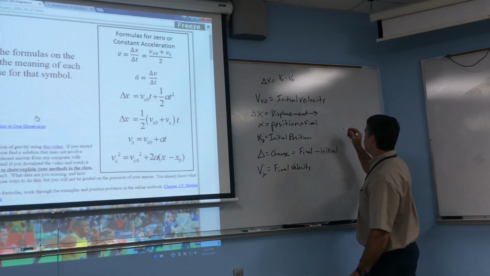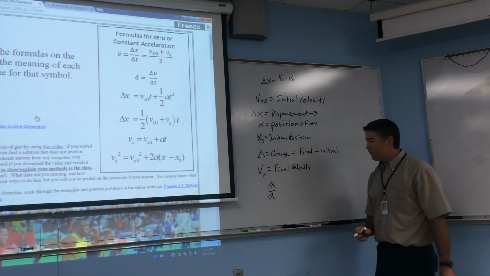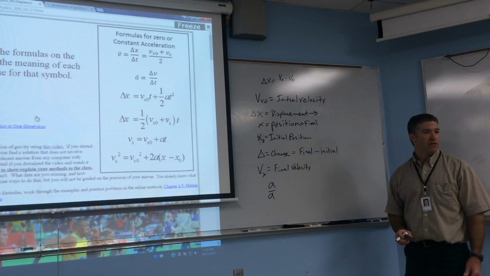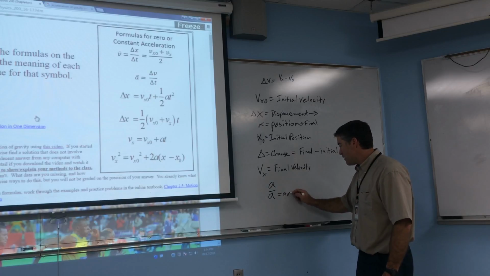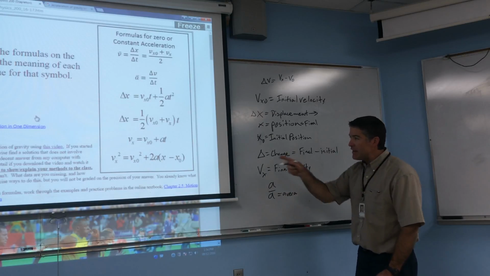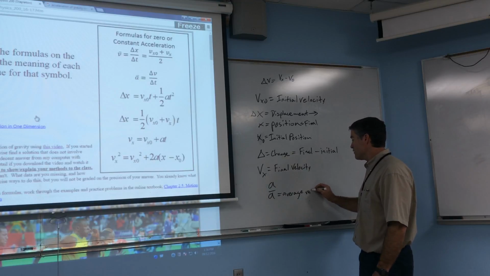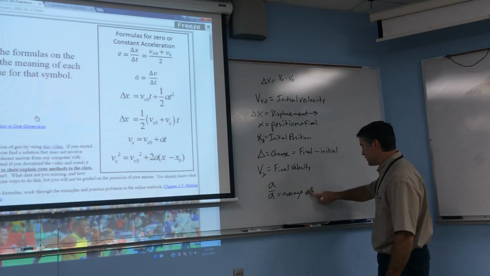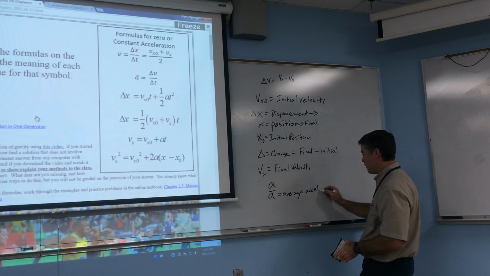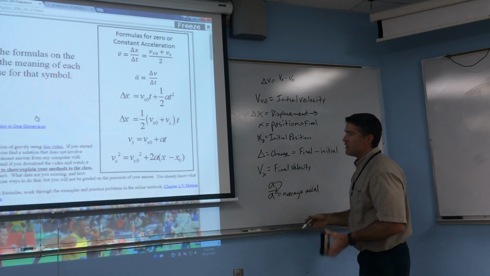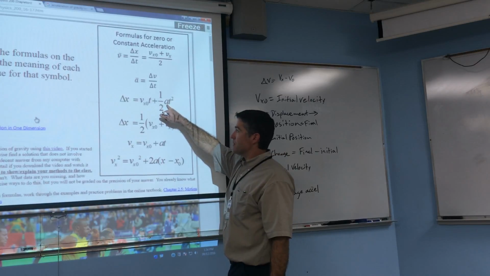How about, what's the difference between a and a with the line over it? What do you think? Is the line over it average velocity? Yeah, and just like delta t and t, they're really the same. They all mean average velocity here. Sorry, not average velocity, it's average acceleration. So these are really the same. This is not just the instantaneous acceleration at some moment.